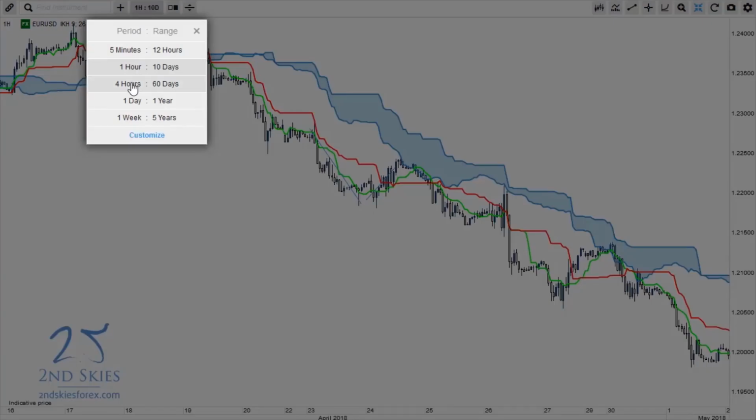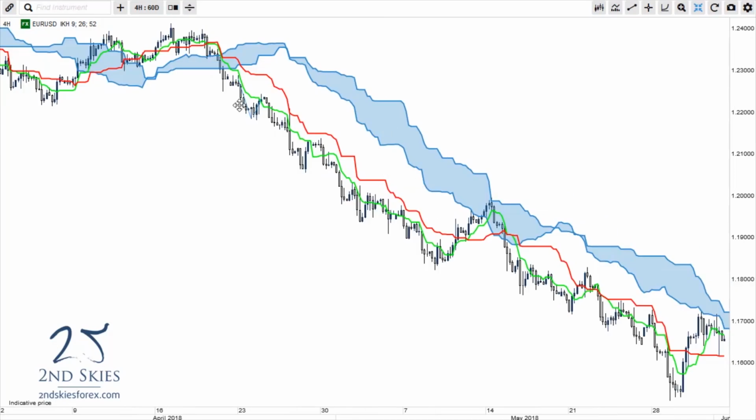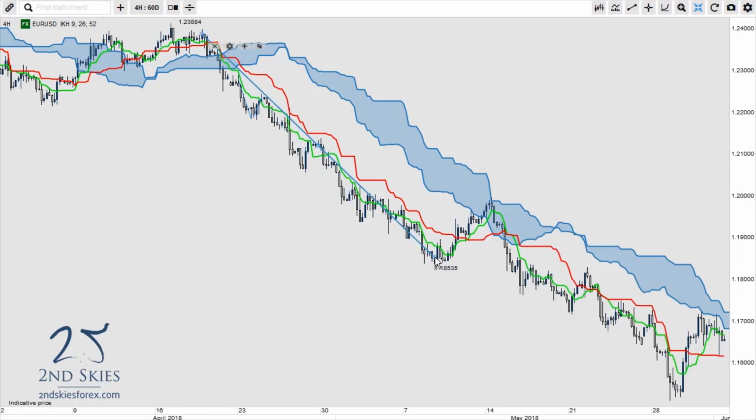But let's go back to the 4-hour. And so we have this super strong momentum move that on the 4-hour, it's almost like one big I wave because the pullbacks are so shallow. They almost never touch the Kijun.